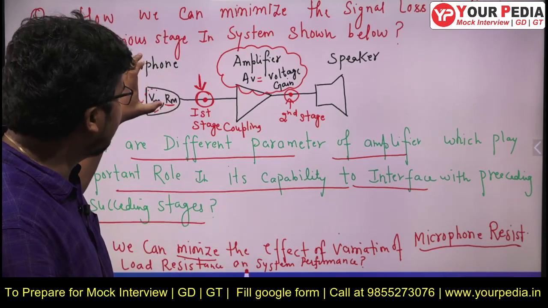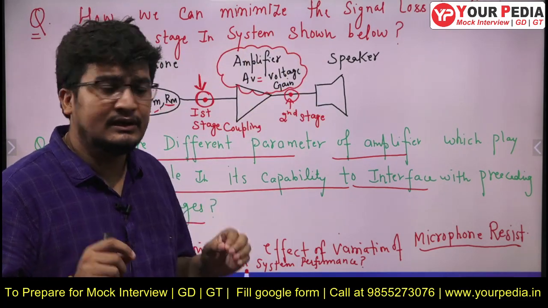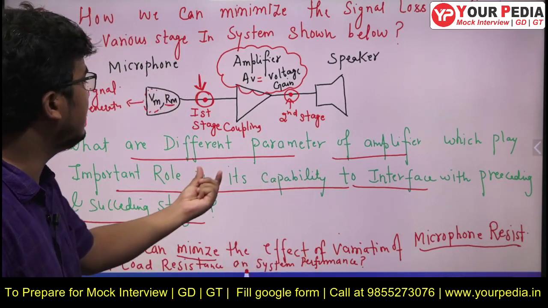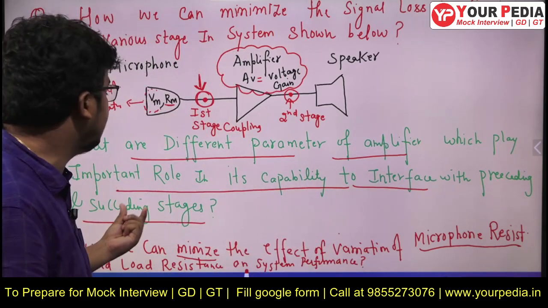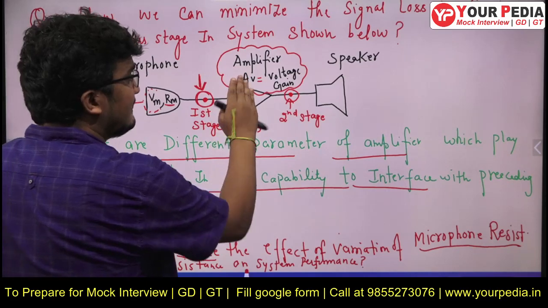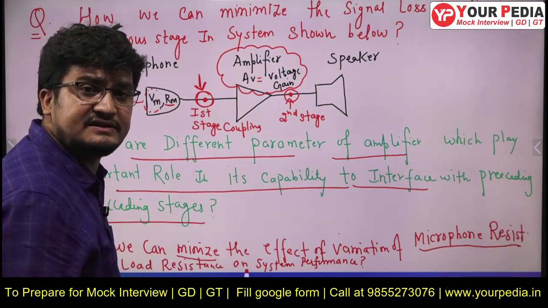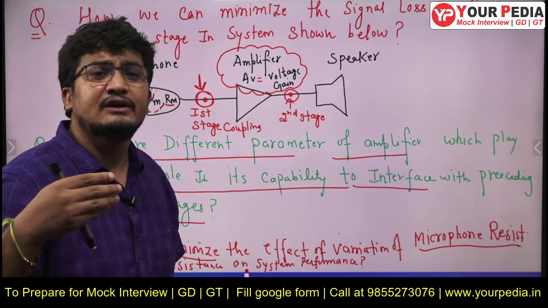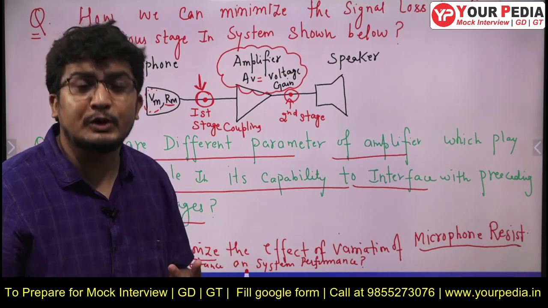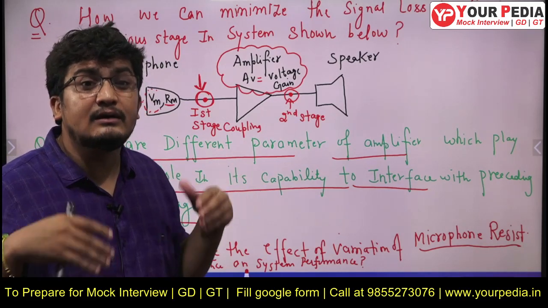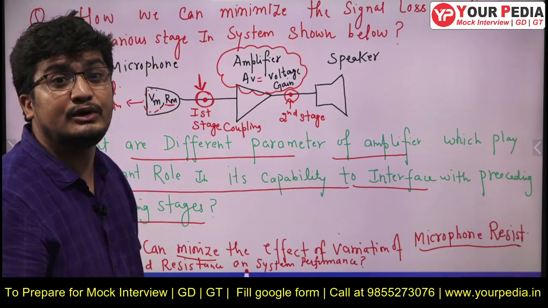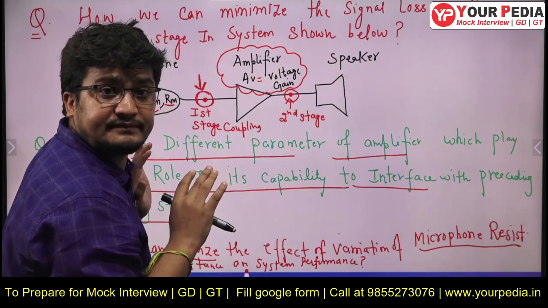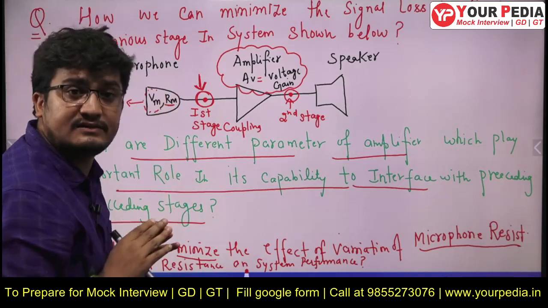So whatever explanation I will give for this, the same explanation holds for the different parameters of the amplifier which play an important or critical role in its capability to interface with the preceding or succeeding stage. So this is the amplifier, this is the succeeding stage, this is the preceding stage. Obviously there are so many parameters associated with the amplifier: voltage gain, speed, noise, bandwidth, input impedance, output impedance. So which parameters are more critical, more important when we talk about interfacing an amplifier like this with other systems? The answer is identical as per the first question.